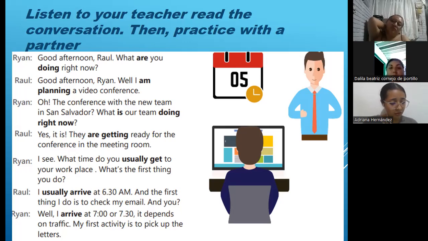Okay, this conversation is between two people and they are talking about what they are doing or what plans are in process. So the context of this conversation is the future. And well, do you have any questions about the pronunciation or the vocabulary? ¿Tienen alguna consulta sobre eso? ¿Alguna pregunta sobre la pronunciación o vocabulario? ¿O todo está bien? It's okay, teacher. Excellent. So no problem with that.